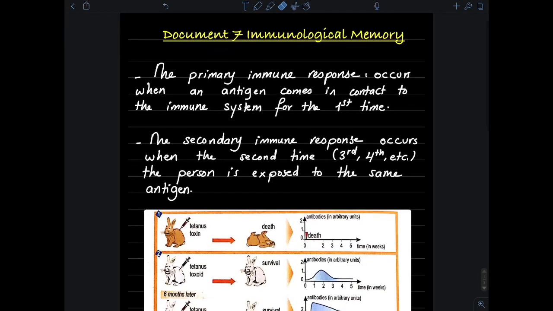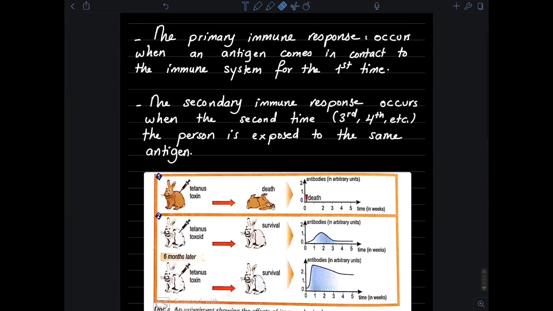Before we start this lesson, we have to define two major concepts, which are the primary immune response and the secondary immune response. The primary immune response occurs when an antigen comes in contact with the immune system for the first time, whereas the secondary immune response occurs when the second time or third, fourth, etc. the person is exposed to the same antigen.